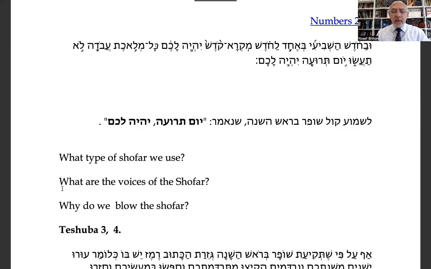What are the voices of the shofar? The first voice is tekia, which is a long voice without interruption. Then we have shevarim, two. And then we have teruah, which is supposed to be like nine small voices. These three voices should have the same length.